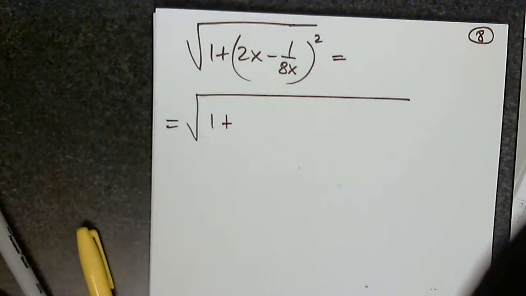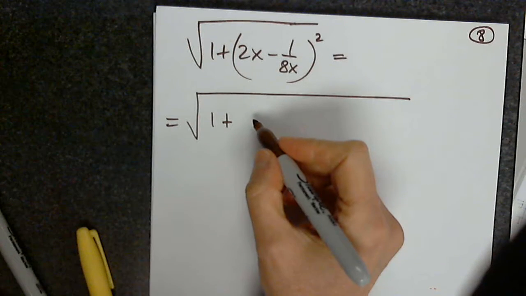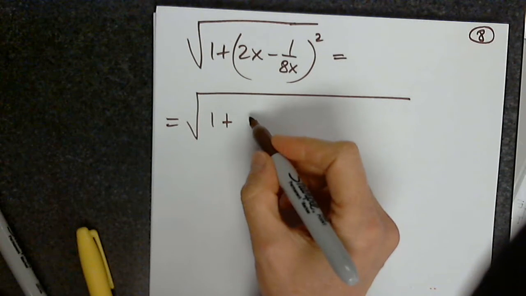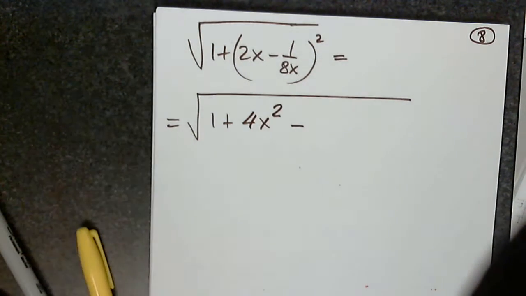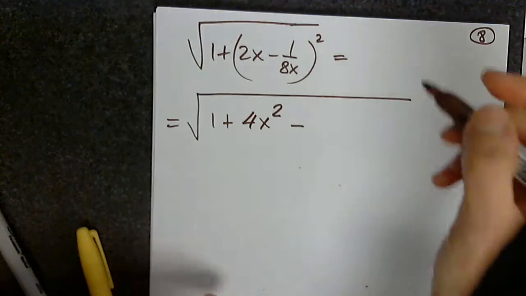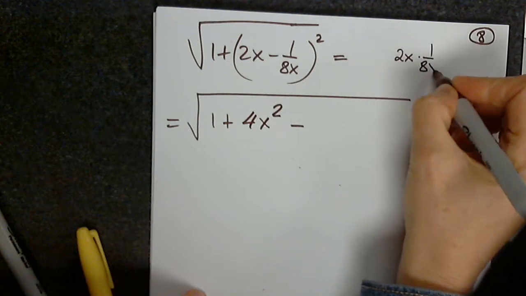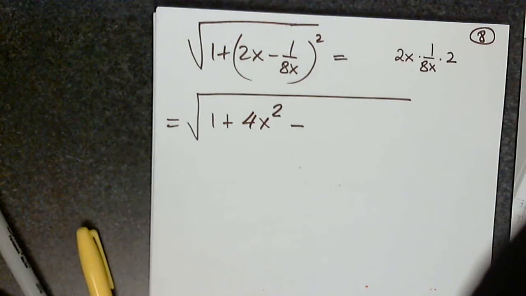One plus. How many terms will you give me? Three. Awesome. Thank you. First term squared, please. 4x. Minus. Multiply the two terms and then multiply by 2. Write it down. You don't have to do it in your head. So you write 2x times 1 over 8x multiplied by 2. And tell me what you get.